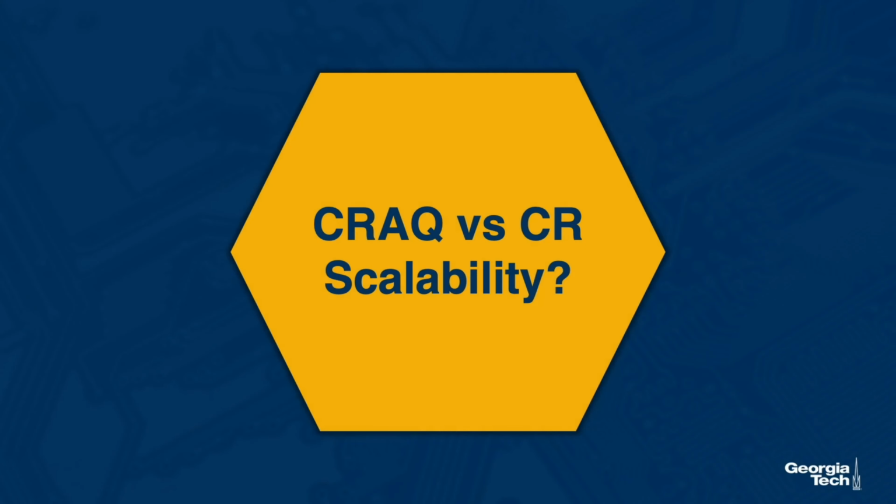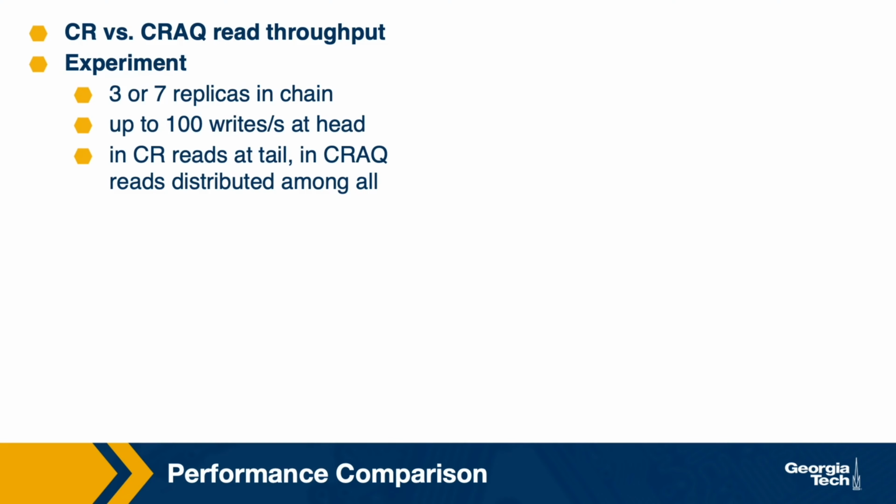Let's look at the results from one set of experiments presented in the paper that compare the scalability of CRAQ relative to the basic chain replication. The comparison metric in the experiment is read throughput. It makes sense to use this metric. After all, CRAQ was designed precisely to improve the read throughput of the replication technique.